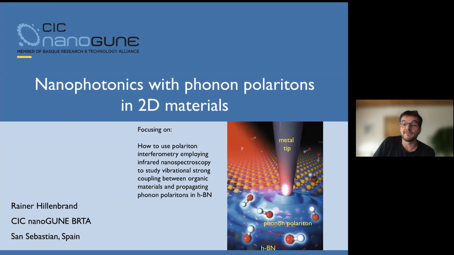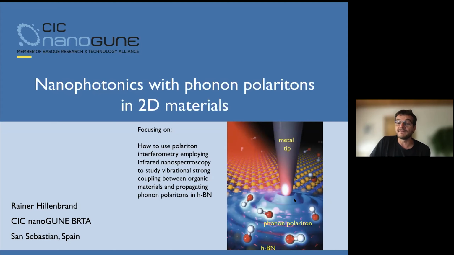So essentially, I will talk about phonon polaritons. I will explain in a second what these are. Essentially, these are electromagnetic waves. They propagate along the 2D material. Here we focus on hexagonal boron nitride. And we excite them with a metal tip of an atomic force microscope, which actually is part of the microscope that Peter mentioned before.